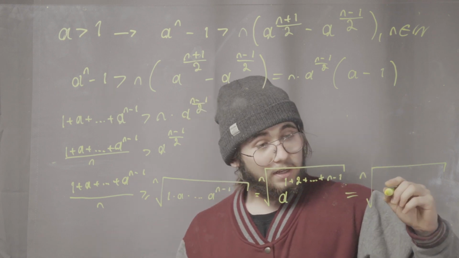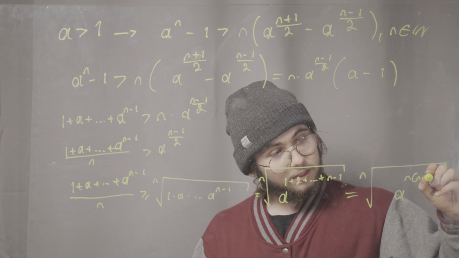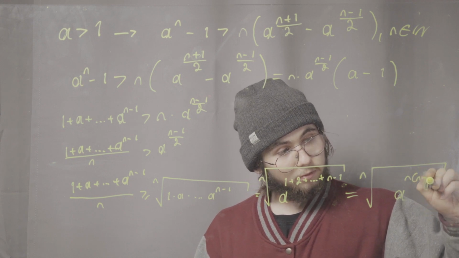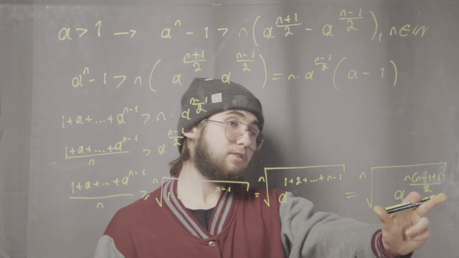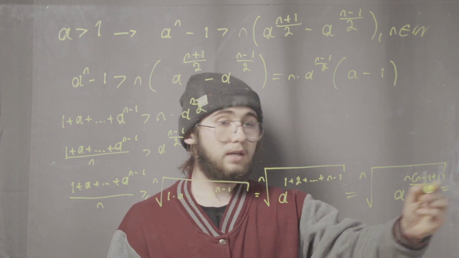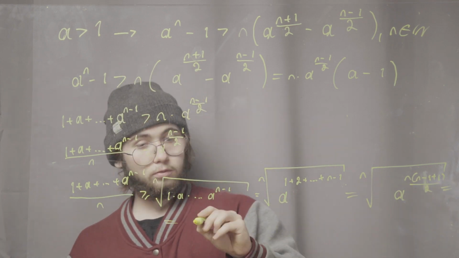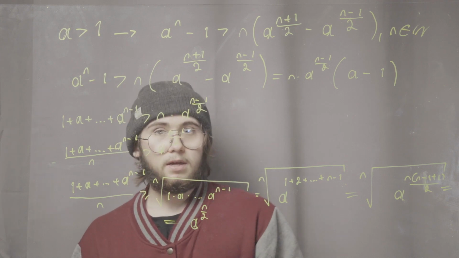So it's going to be just a to the power of n times (1 plus n minus 1), all over 2. That is a to the power of n squared over 2, but we're taking the nth root of it. And so this is equal to a to the n over 2 power.